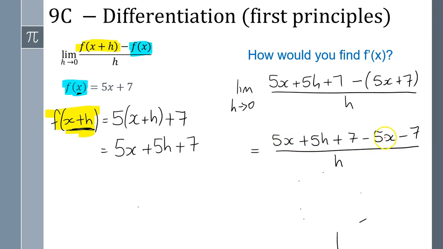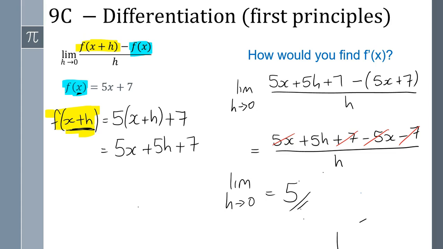So on the top we've got 5x and we take away 5x, they cancel out. We add 7 and we take 7, so they cancel out, and we're left with 5h divided by h. Now if you've got one term on the top and one term on the bottom, you can simplify. If you have two terms on the bottom, you've got to take it out of each term, so just be really careful about that. So the limit as h approaches 0 of 5h divided by h is just 5. Okay, so the derivative of the function f of x equals 5x plus 7 is 5. Okay, so lots to take in there.